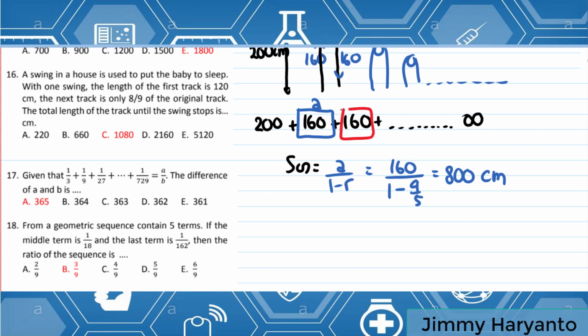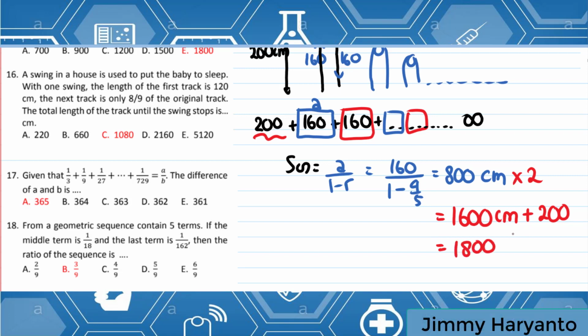But there is one pair of 160, and then for the next there will be one pair again, one pair again, one pair again. So the 800 should be multiplied by 2. The result is 1,600 centimeters. Do not forget the 200. We did not include 200 before, so now we have to add the 200 to 1,600. The result is 1,800 centimeters.